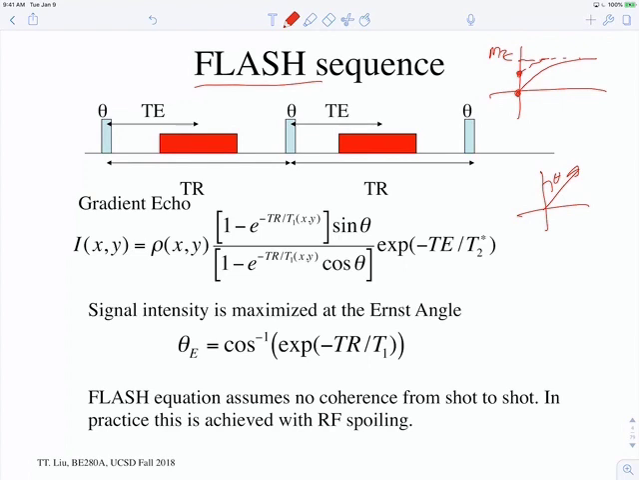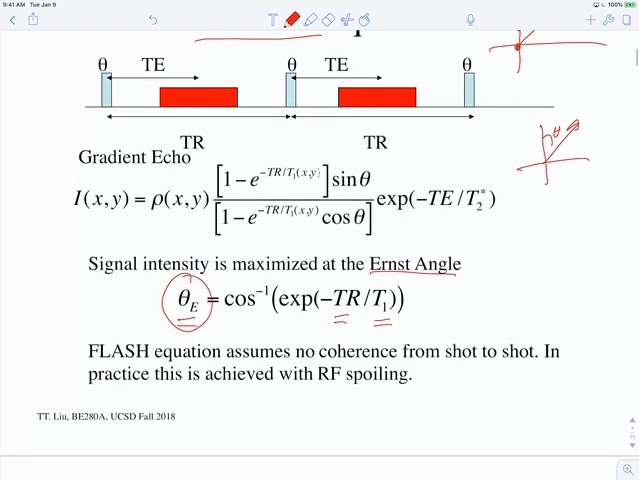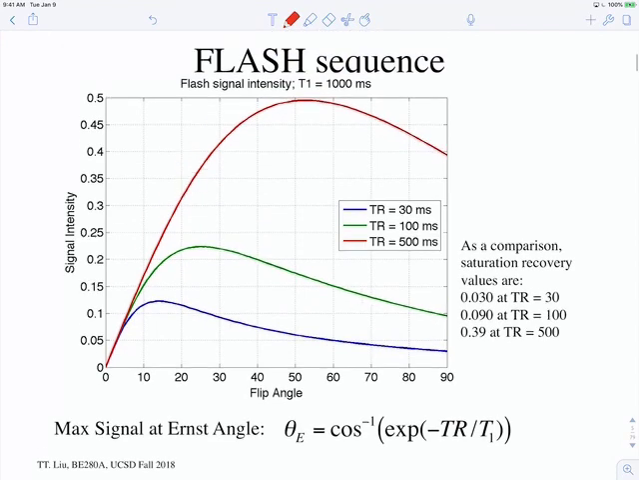What they realized is that you could have this trade-off, and that you could also pick a specific angle called the Ernst angle, which, given a TR and a T1, tells you the exact angle to use that will maximize your signal. That's shown here, where we've assumed that T1 is 1,000 milliseconds. We pick 3 different TRs, and you can see for each curve, as a function of flip angle, there is an optimal flip angle, which is named the Ernst angle after Richard Ernst.